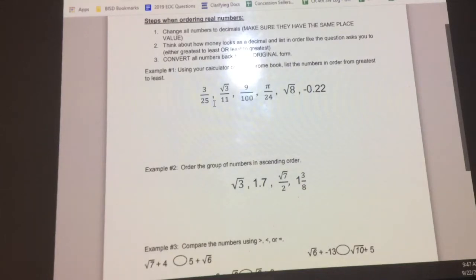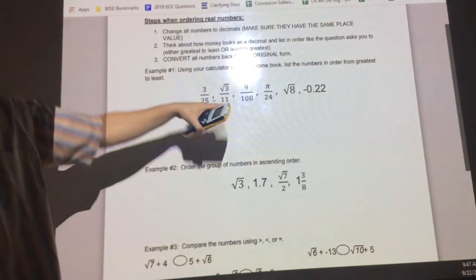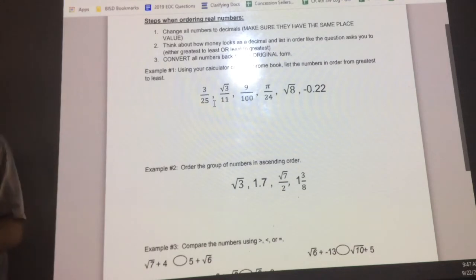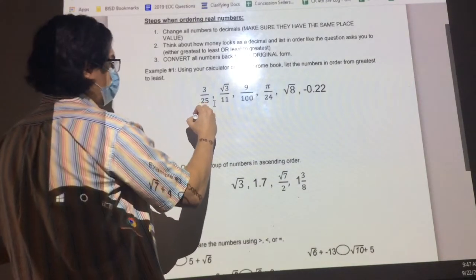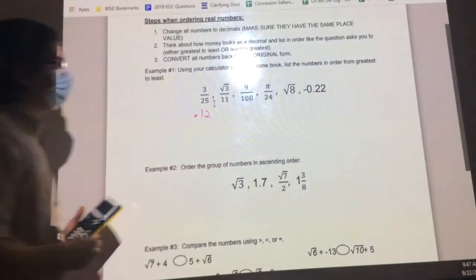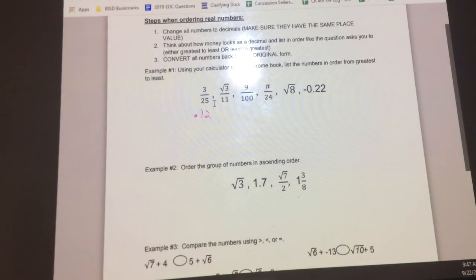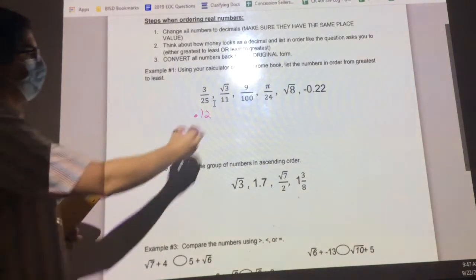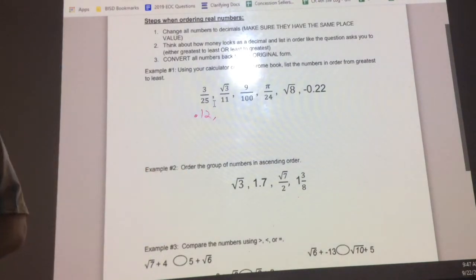Here we've got these numbers, and the first thing we want to do is convert them all to decimals. Well, 3/25 is a little bit difficult, but if you take your calculator and do 3 divided by 25, what do you get? 0.12. Do we agree? Yes. Okay, so I'm going to literally write 0.12 underneath this. Questions on that? Now, next, we're going to have the square root of 3 divided by 11.